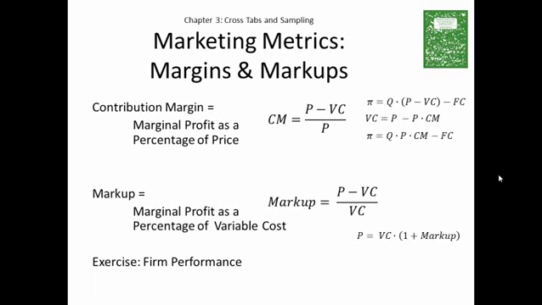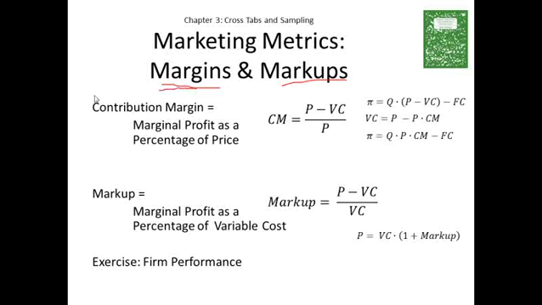Now we enter our last part of Chapter 3 on crosstabs and sampling. And as with the other chapters, we're going to take a look at some marketing metrics. In this chapter, we're going to take a look at the question of margins and markups. Marketing people have to be able to calculate both margins and markups for their products.